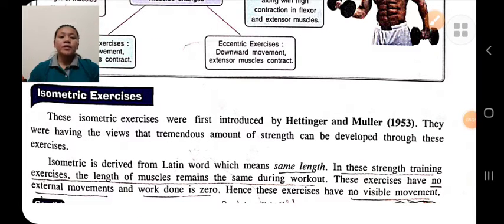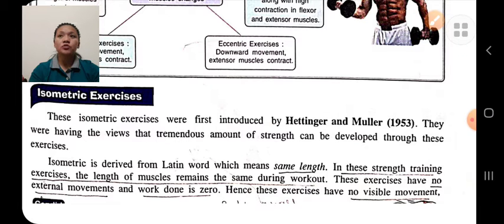Isometric exercise was introduced by Hettinger and Müller in 1953. Isometric is a combination of two words, iso and metric. Iso means same and metric means length. So in isometric exercise, the length of the muscles remains the same during the workout. There is no movement in the length of the muscle.